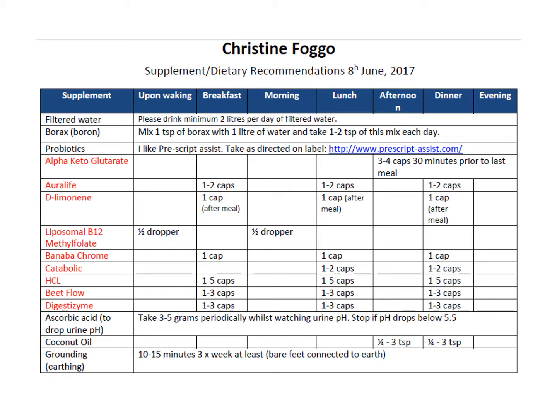So alpha-ketoglutarate, it's an amino acid that will knock that ammonia out of the system within 2 days, and you can just start feeling better almost immediately if that's an issue. Okay, so let's just go back. Filtered water, borax, probiotics, and alpha-ketoglutarate.